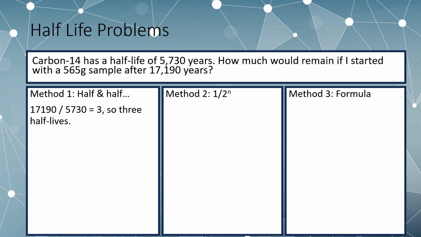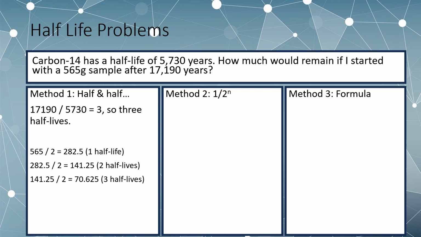So then all we need to do is half it 3 times. So 565 divided by 2 gives us 282.5. Divide that by 2, we get 141.25. And divide that by 2, we get 70.625. Therefore, after 17,190 years, 70.625 grams remain.